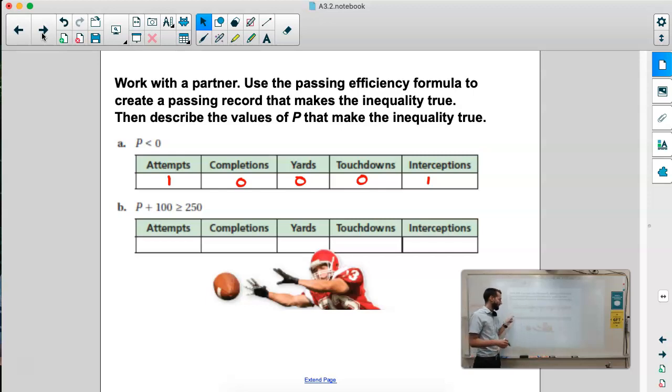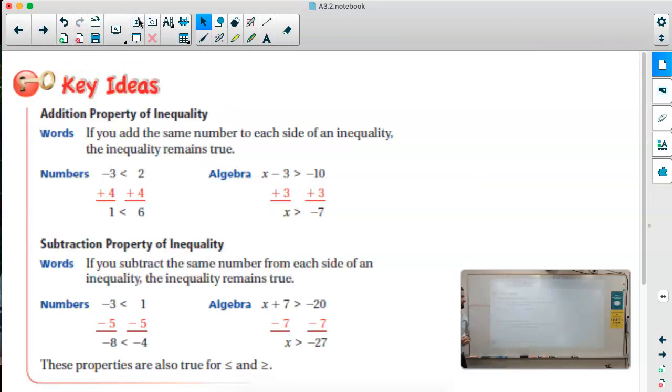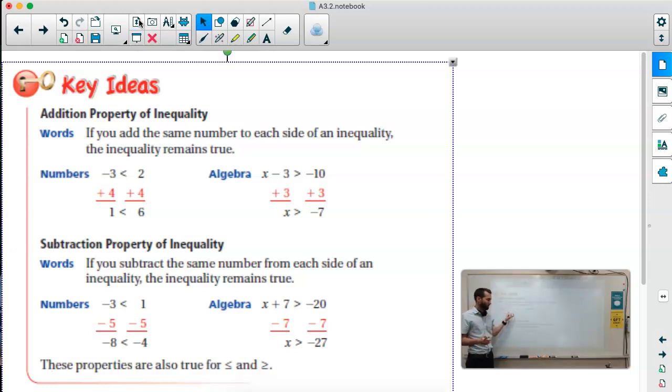Notice we could do some math here to actually solve this before we attempt this problem. We would subtract 100 from both sides. And this is really what we're getting into today. Okay? So the idea is simply this. The addition property and subtraction property of inequality tells you that if an inequality is true, and you do the same thing to both sides, like I add 4 here on both sides, the inequality will still be true.